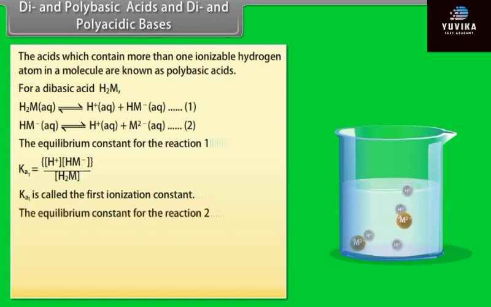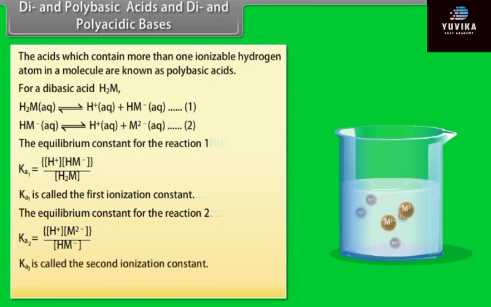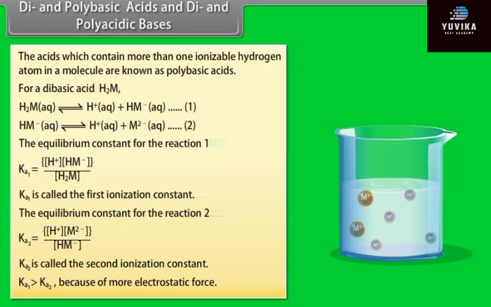The equilibrium constant for reaction 2, Ka2, is equal to H plus into M square minus by HM minus. Ka2 is called the second ionization constant. Ka1 is greater than Ka2 because of more electrostatic force.